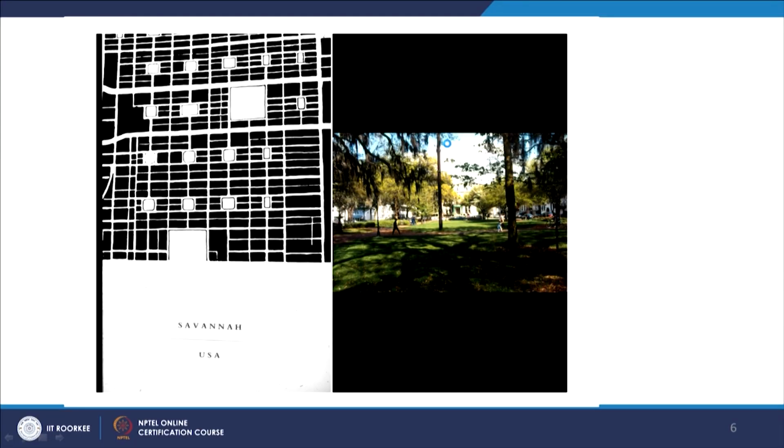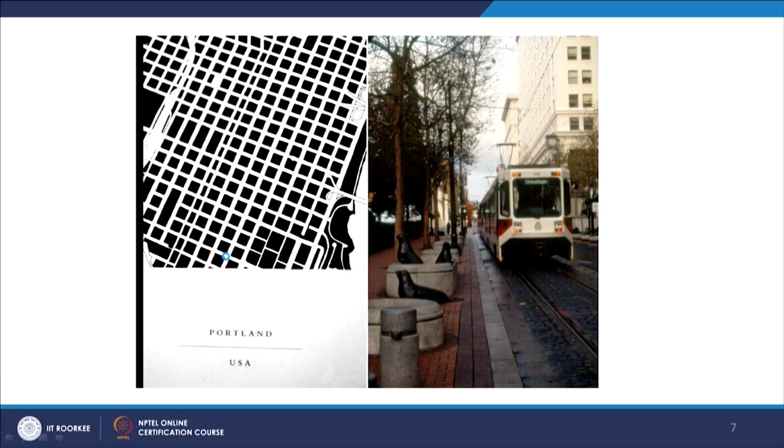And similarly in Savannah, you have the neighborhood park network, the green space network, and how it connects throughout the whole city. And similarly in Portland, it's again a sector-based network, and these are much more recent developments within Portland, especially where parts of it have been regenerated.